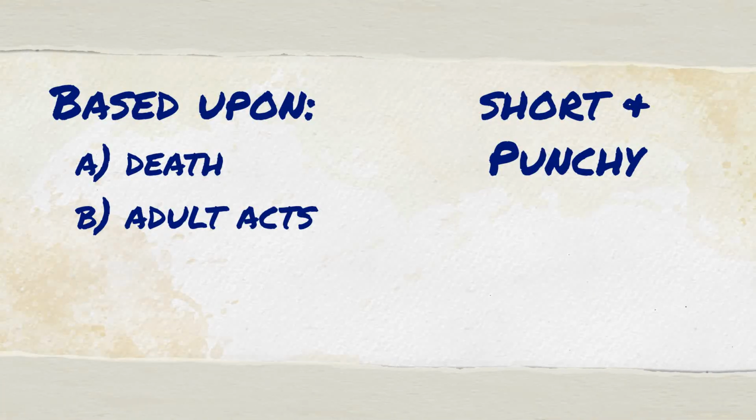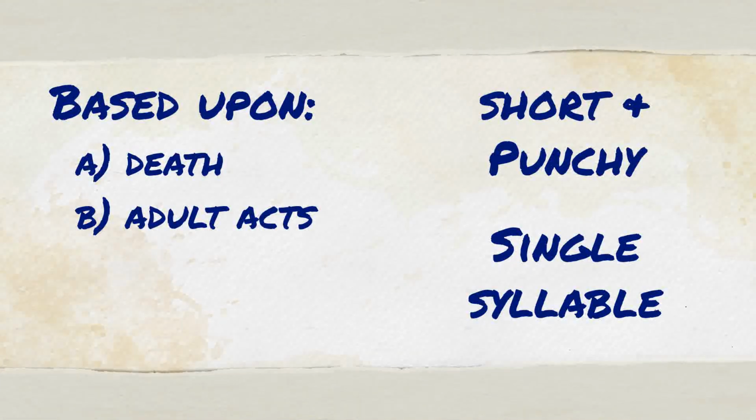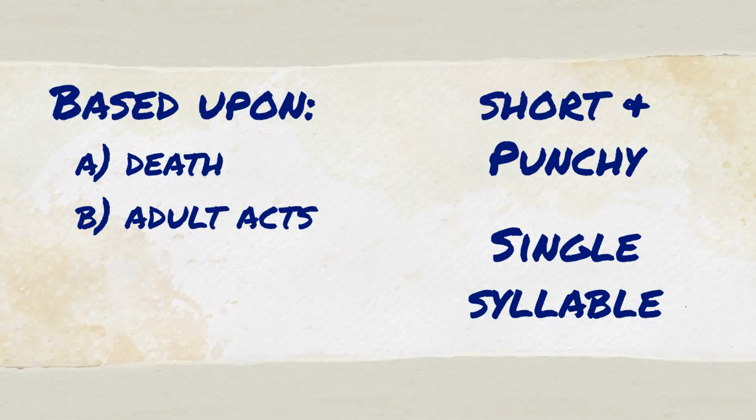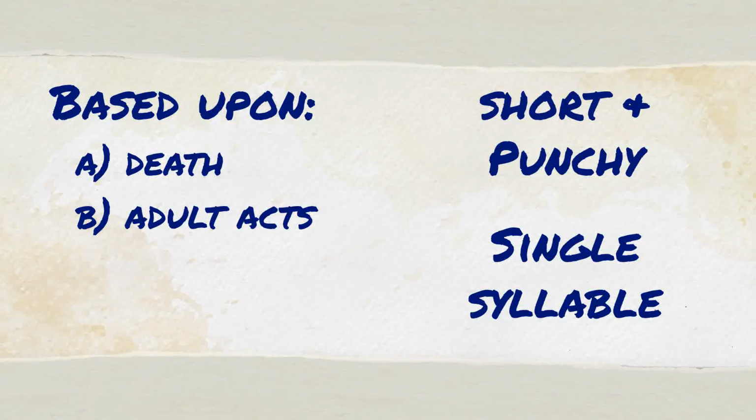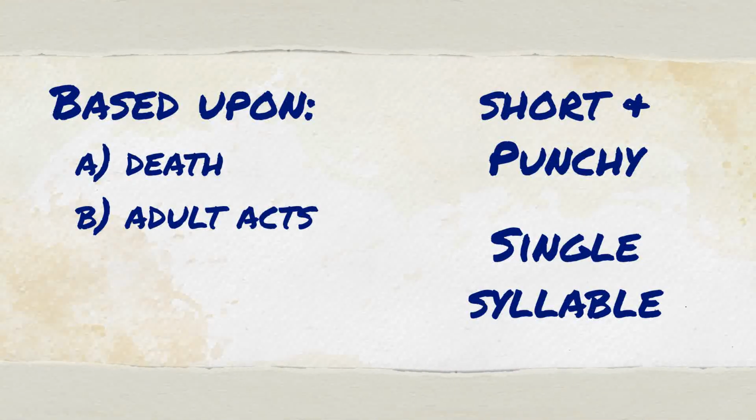You want it to be a single syllable, sharp, short word. If you do that, it will have the feel of a swear word. It will connect in your story the way a swear word connects in real life. And it will just add that little bit extra to your character's dialogue.